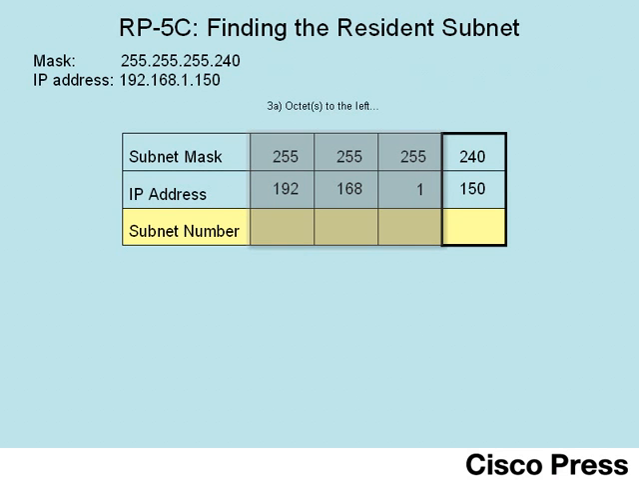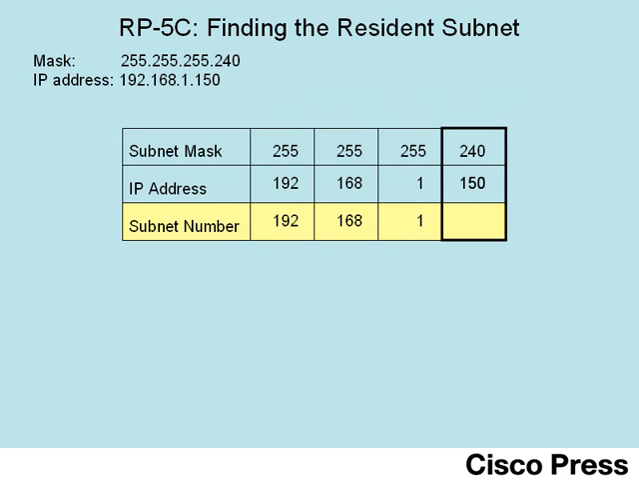Then at step 3, we do 2 parts. At step 3a, we look for any octets fully to the left of the rectangle and copy the subnet number's value in those octets down to the subnet number. At step 3b, we look at any octets fully to the right of the rectangle, which of course in this case there are none because the 4th octet is the interesting octet. There's no 5th octet, so there's nothing to do here at step 3b. So at this point we know that the subnet number begins with 192.168.1.